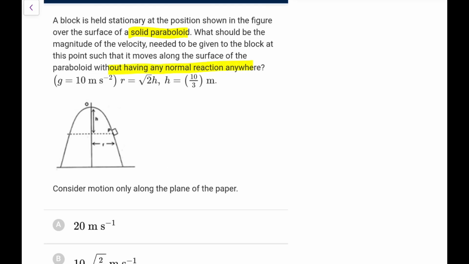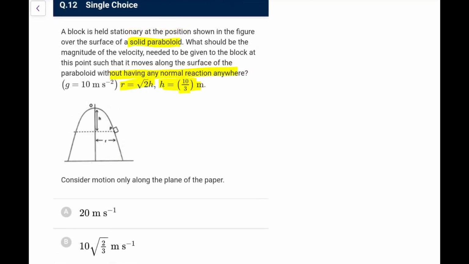Okay. R is given as root 2h, and h is equal to 10 by 3. So R is equal to root 2h, this is what we are given here. So how to do this? Let's say, since no normal reaction acts here, I can treat it like I have thrown it with some speed u here, and now it reaches with speed v, going on this parabolic path, assuming it is under free fall.